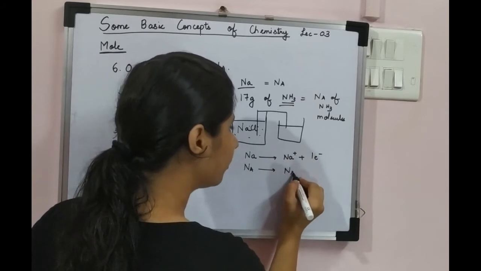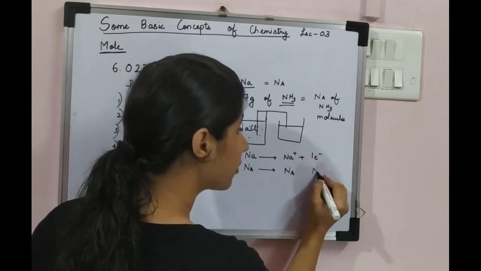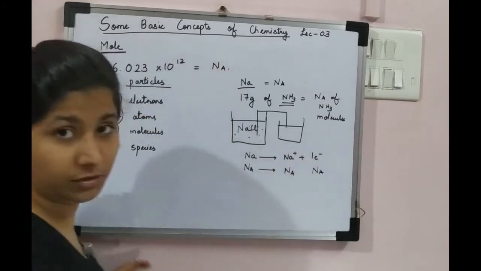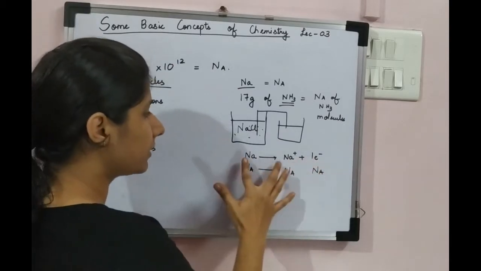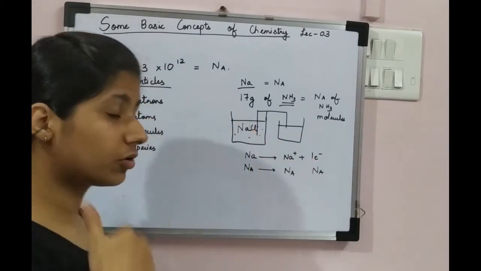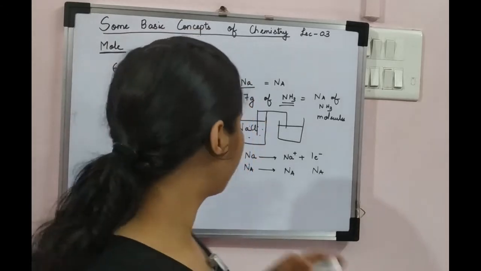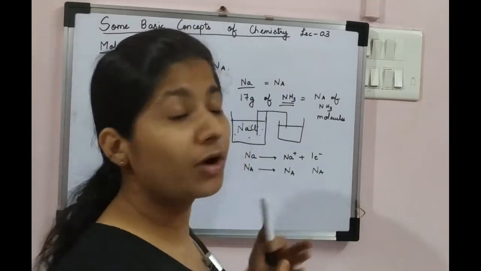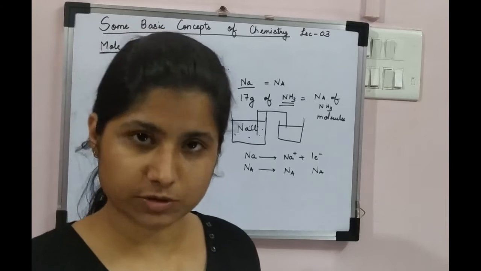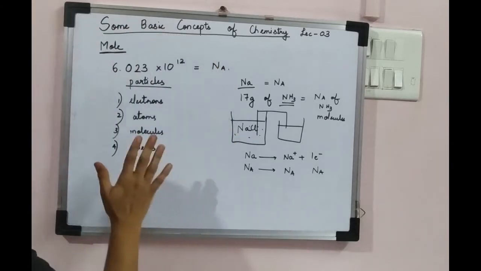So if I take Avogadro number of sodium atoms, what will it give? It will give Avogadro number of sodium plus ions and Avogadro number of electrons, right? When I am writing here 1 electron, it is for 1 atom. But I can also take this for Avogadro number of substances also, right? So this is all about the mole.